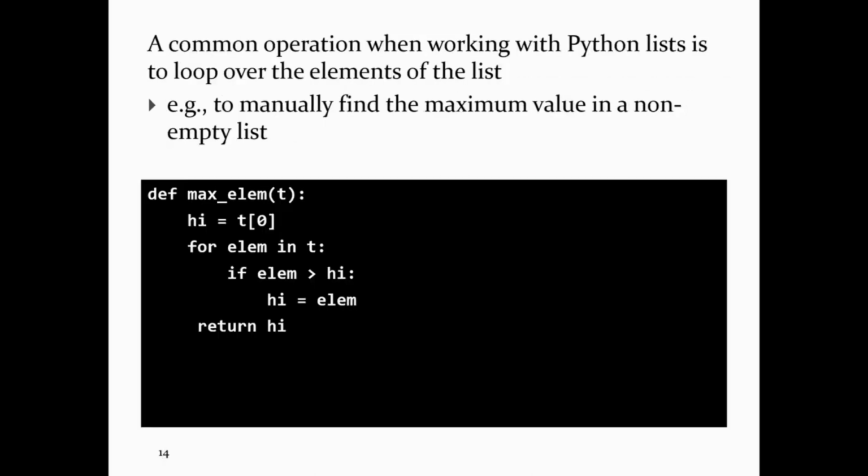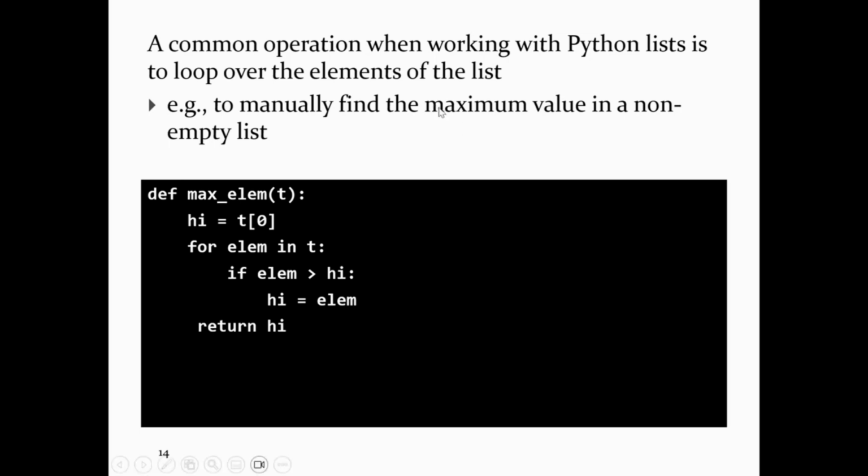Okay, so now that you have an array, you have multiple values. Many of the operations that you want to perform on the array probably involve doing something with all of the elements in the array. So you need a loop now. When you're working with a Python list, one of the most common things that you do is loop over the elements of the list.